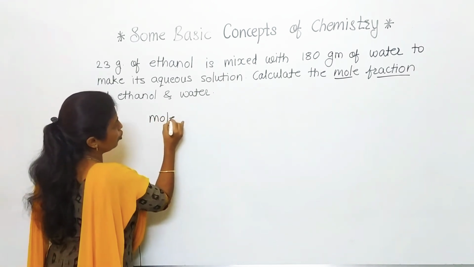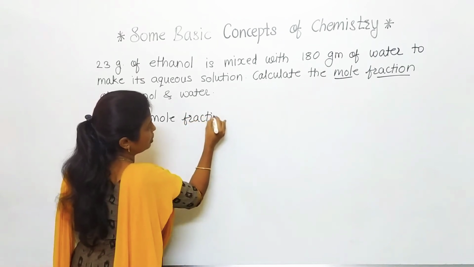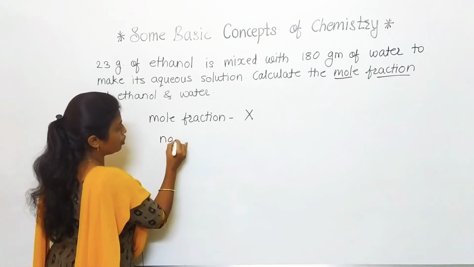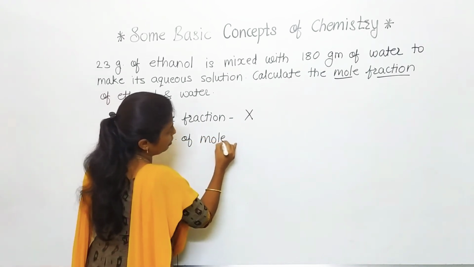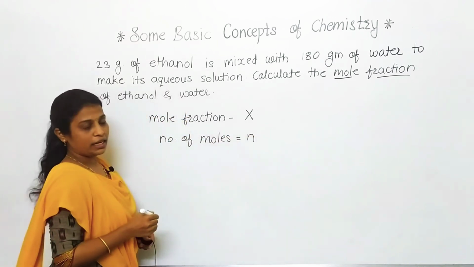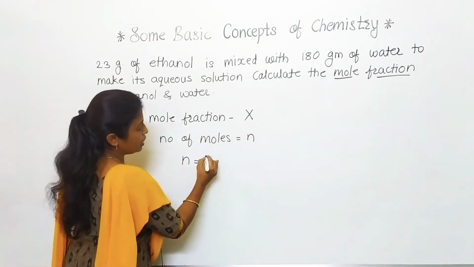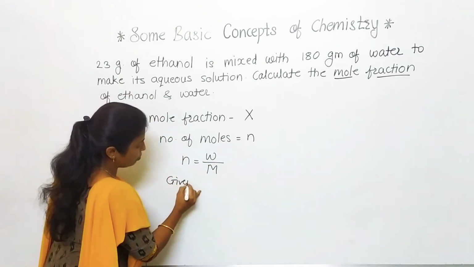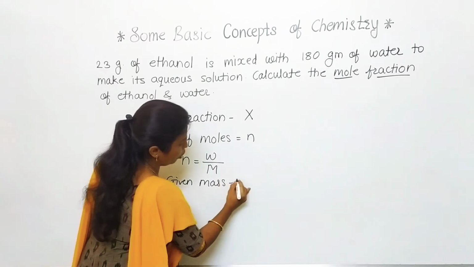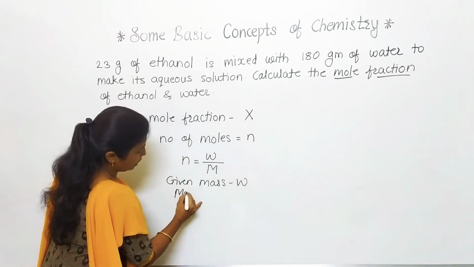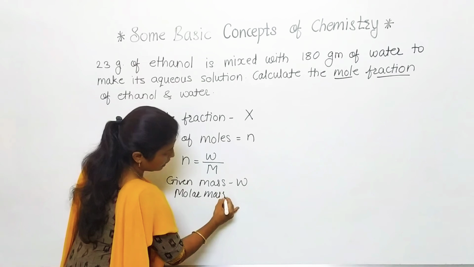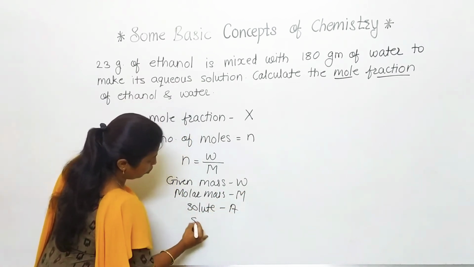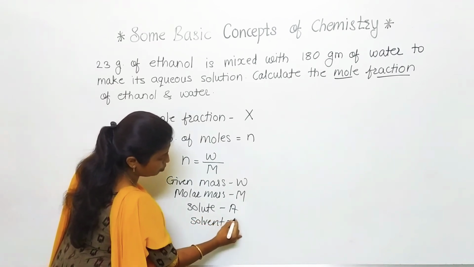If we consider mole fraction, which is denoted by the symbol x, we should know the number of moles. The number of moles is denoted by n. What is n? n is equal to given mass divided by molar mass. The given mass is denoted by the symbol W, and molar mass is denoted by capital M. For solute we are using A, and for solvent we are using the symbol B.